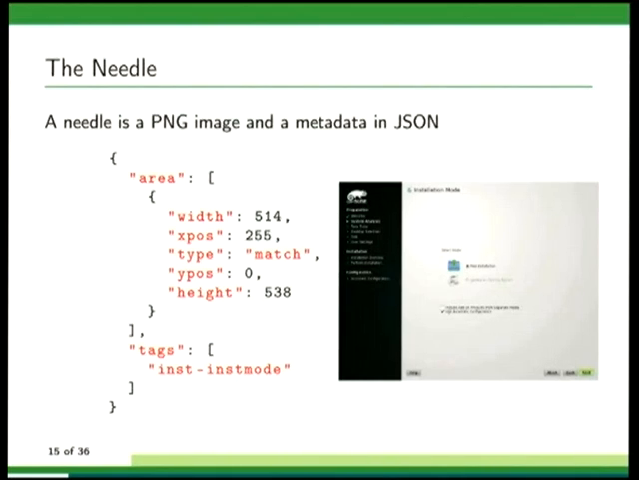But I want to explain something about what a needle really is. This is something new. It's not in the openQA deployment that is in use at openQA.opensuse.org. A needle is a PNG image with JSON metadata. It's a JSON document that describes certain areas of interest inside this image. You can have different areas, 2, 3 areas, and with different types. We actually have 3 types of area.